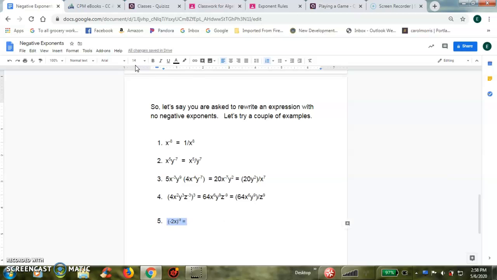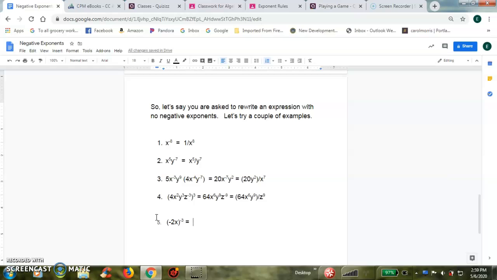All right, let's make this just a little bit larger. Right? So this one was actually a problem that showed up in problem 6-7 that you did not too long ago, and some people had some problems with this one. So let's go through it. All right, so this is negative 2x to the negative third power.